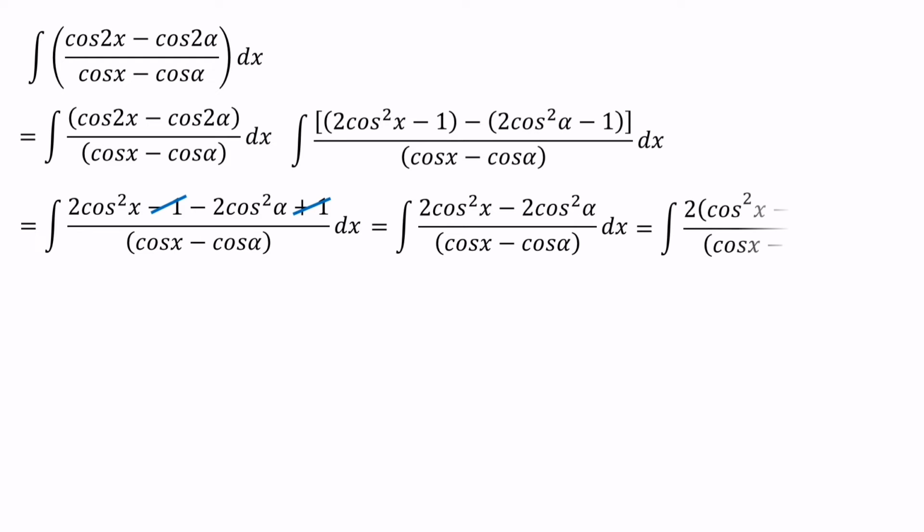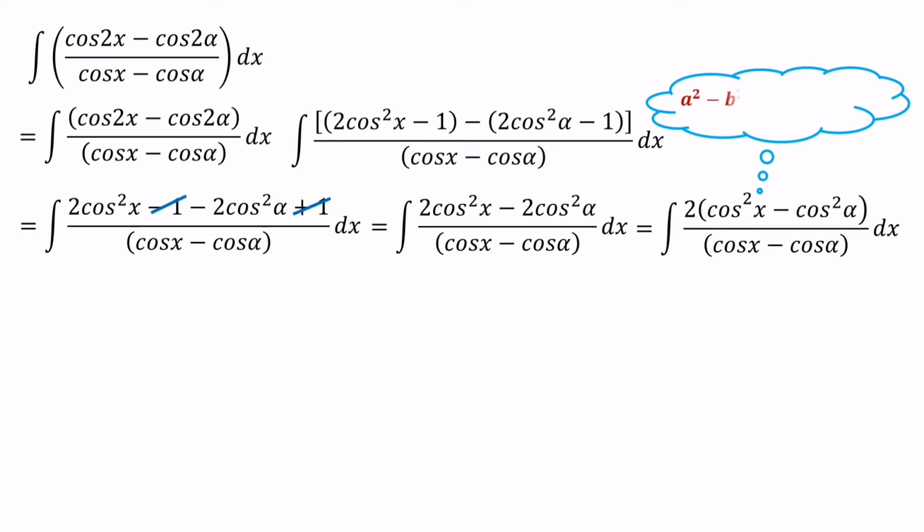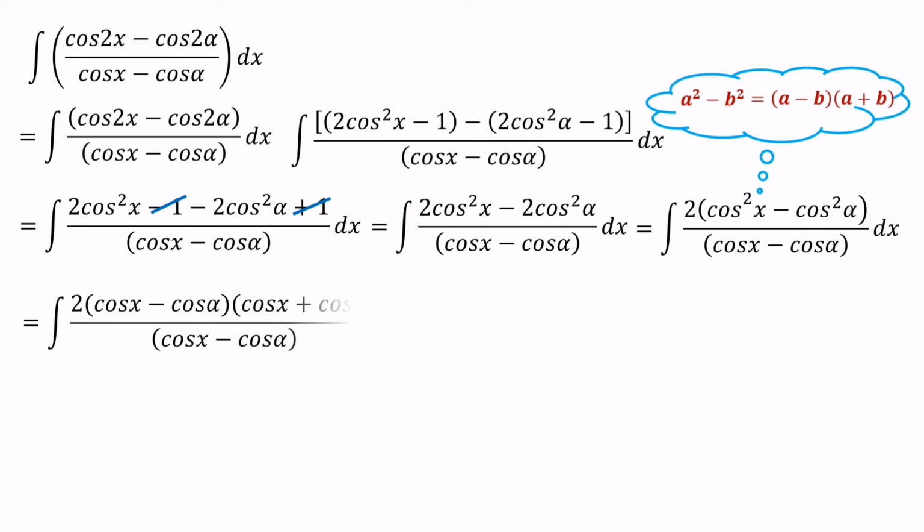Now cos squared x minus cos squared alpha is just like a squared minus b squared, where a means cos x and b means cos alpha. We know a squared minus b squared equals (a minus b) into (a plus b). So we can write cos squared x minus cos squared alpha as (cos x minus cos alpha) into (cos x plus cos alpha), just like (a minus b) into (a plus b). Now we can cancel out the cos x minus cos alpha term with the denominator cos x minus cos alpha term.